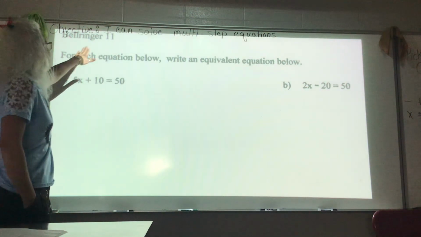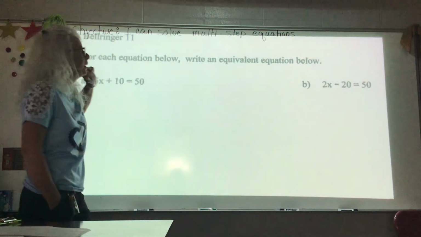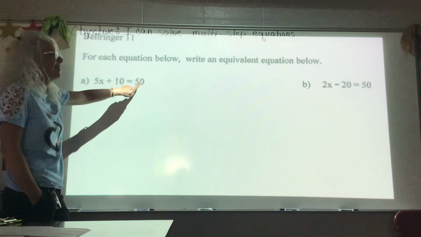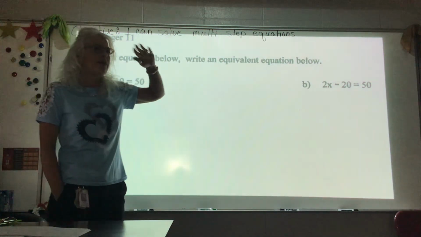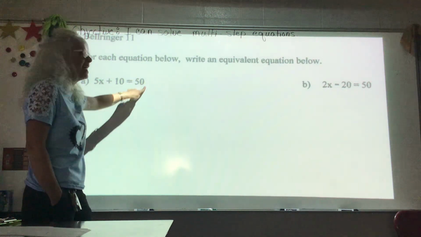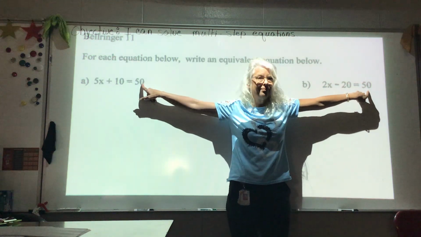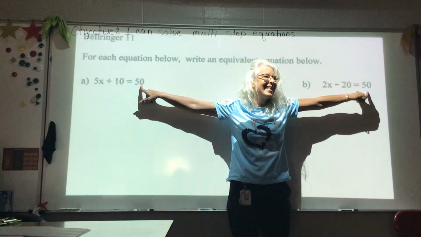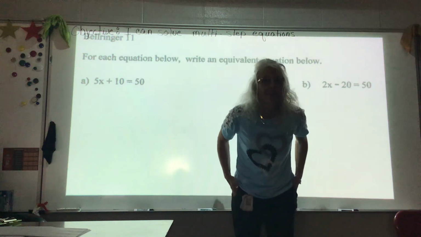Alright, so on Bellringer 11, it says for each equation below, write an equivalent equation. Notice, most of you thought on the Bellringer quiz that these were going to be equivalent. Because these two numbers are the same, that does not prove that they're equivalent equations. Not at all. Just because this equals 50 and this equals 50, that does not prove that they are equivalent equations.